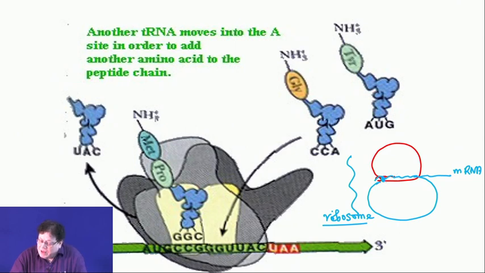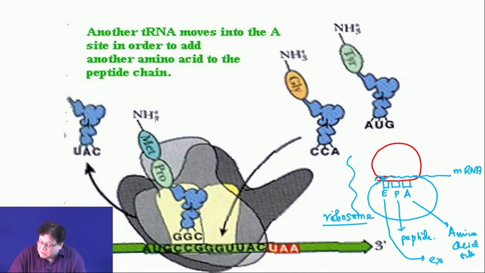Now, this ribosome has different sites. One site is called the P site, and another site next to it is called the A site. P site is nothing but peptide site, and this is the amino acid site, and on the left side of it there is something which is called an exit, E site, that is exit. Okay.